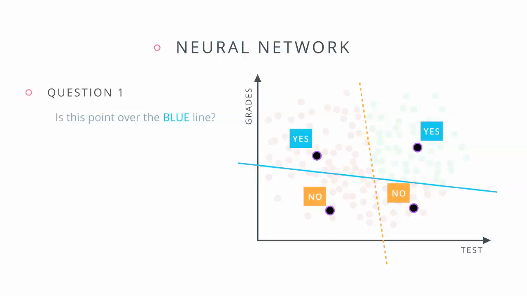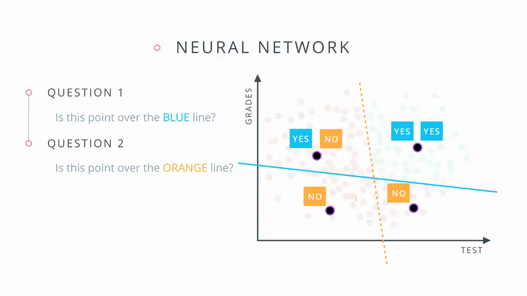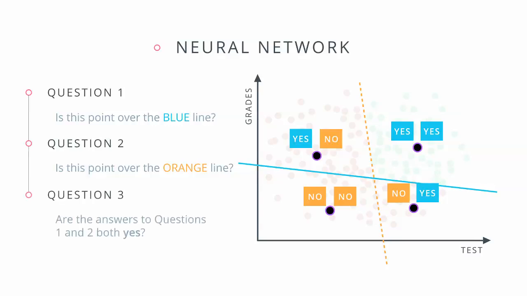The second question is, is the point over the orange line? And we can see that for the 4 points, the answers are no, yes, no, and yes. Now the third question will just take the answers from the previous 2 and combine them. So the third question is, are the answers to questions 1 and 2 both yes? And we can see that for these 4 points, the answers are no, yes, no, and no. So they are all no, except for the one that is in the green area.